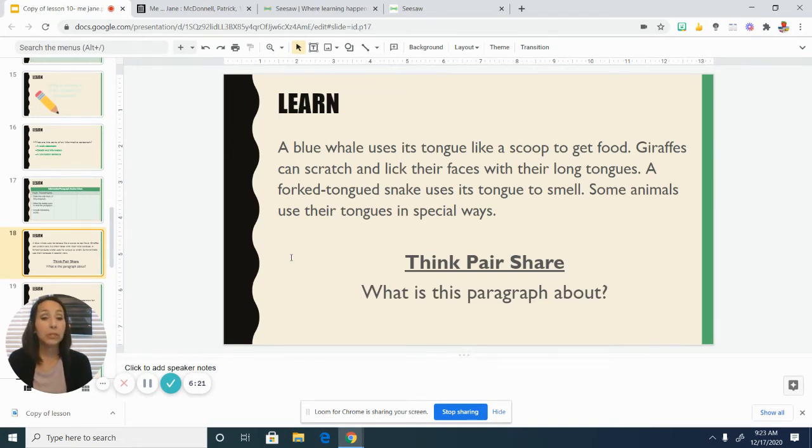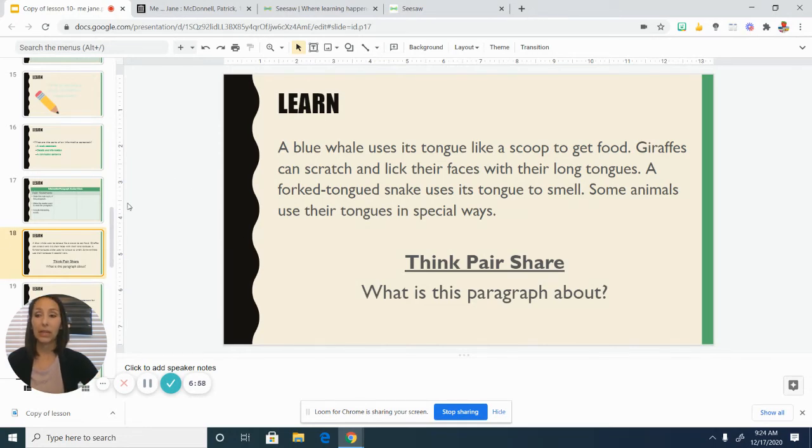Okay, so I'm noticing that, of course, as I mentioned, this paragraph does not have a topic statement. It goes right into the details. And what is this paragraph about? Yeah, it's about ways that different animals use their tongue. So it's not just about one animal. It's not just about a whale or a giraffe. It mentions a couple of different animals. And the main point and what connects all of the details is that these animals use their tongues in different ways.